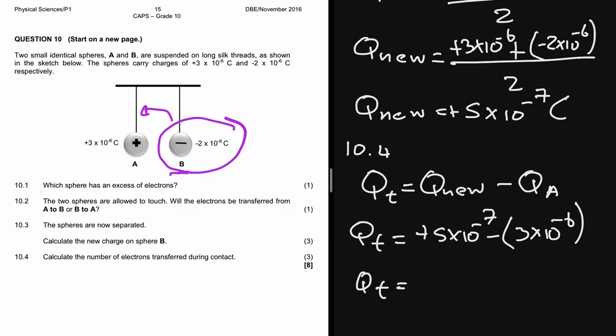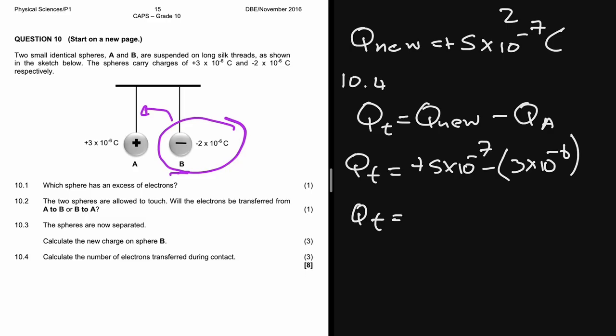So it's going to be 5 times 10 to the power of negative 7 minus 3 times 10 to the power of negative 6. And therefore, the charges that were transferred is negative 2.5 times 10 to the power of negative 6. And this is going to be in coulombs, is the number of charges.